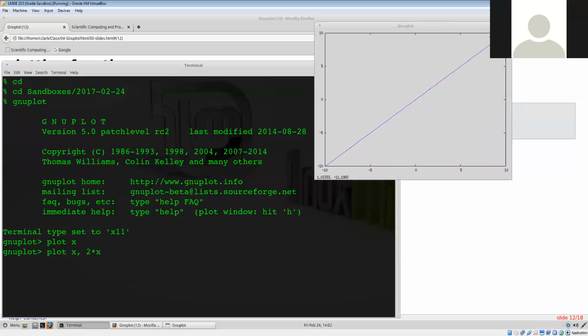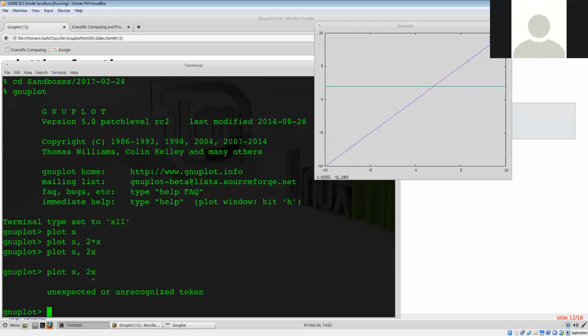I can give multiple functions at the same time, just like I can do multiple files. In fact, I can mix functions and files, right? I can plot data in a file, do a comma, plot a function, and have those plotted on the same graph. So all I have to do is separate things by commas. If I make a mistake, and for example I just put 2x here instead of 2 times x, it's going to complain about some sort of unexpected or unrecognized token.